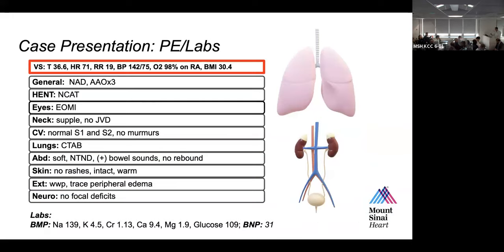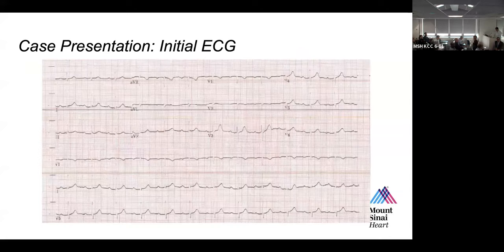This was the initial physical exam during that office visit with Dr. Dangas, and these were the labs obtained during that office visit as well. The patient was afebrile, heart rate was 71, BP 142 over 75, sitting 98% on room air. BMI was noted to be 30. The physical exam was really unremarkable, aside from some trace peripheral edema. The labs obtained were a BMP notable for a potassium of 4.5, creatinine 1.13, and a BNP that was normal at 31.